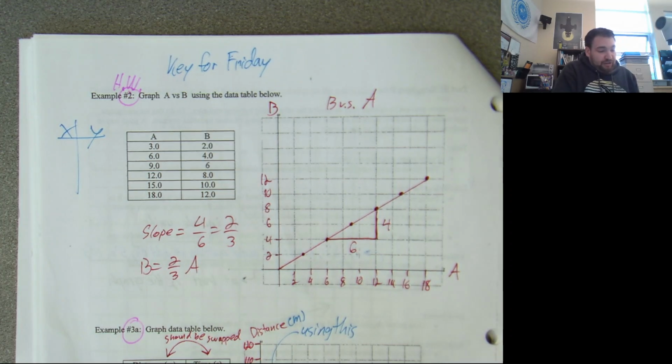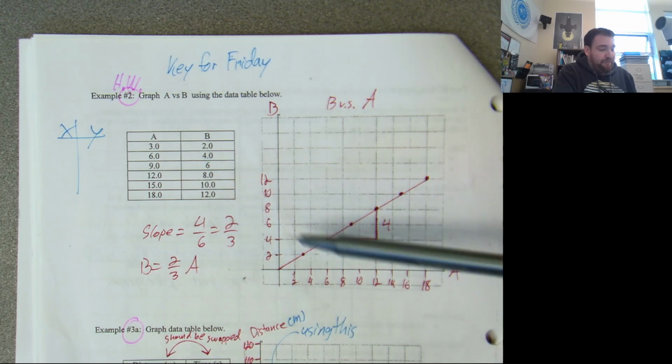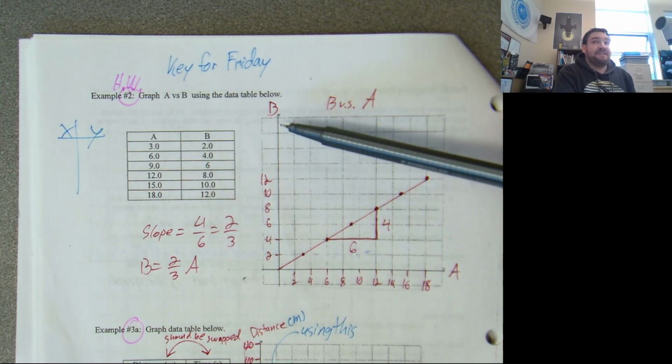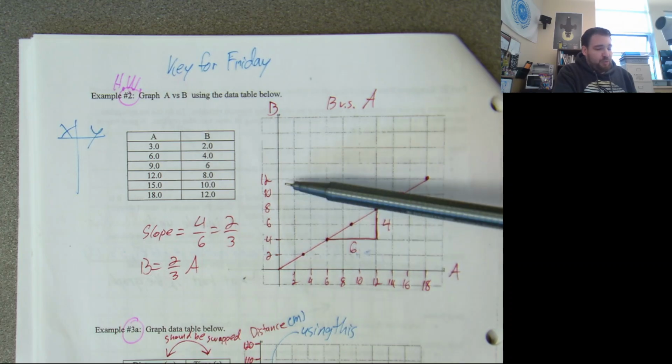So this is what my graph looked like. I needed to go up to 12, and there weren't 12 lines here, so I didn't choose 1 to be my scale. I went up by 2s, because you want to use at least half your graph.